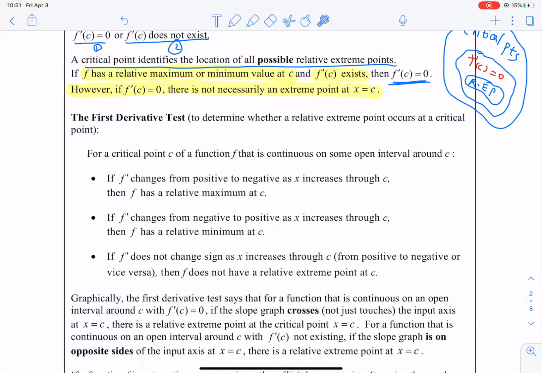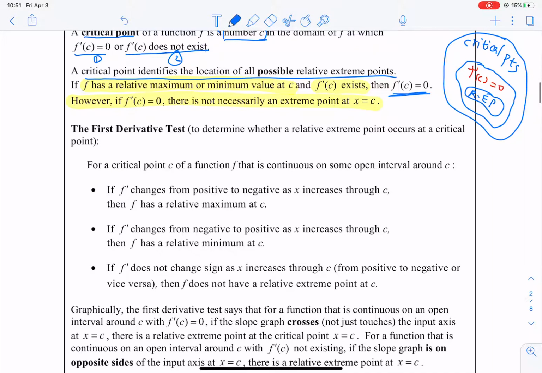And for the first derivative test, we use the first derivative test to determine whether a relative extreme point occurs at a critical point.